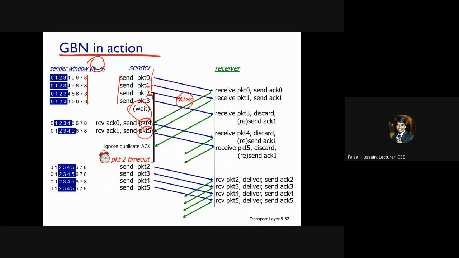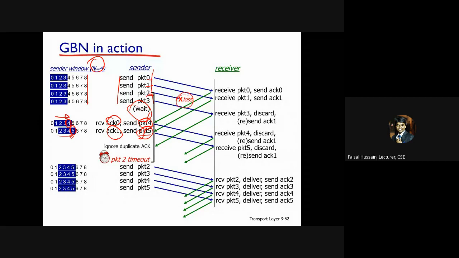Sorry, let me clarify again. It will receive acknowledgement 0 and acknowledgement 1. Whenever it receives acknowledgement 0 and acknowledgement 1, the sliding window moves to the right. Sliding window moves to the right. So for that, it can again send out number 4 and number 5. That's why packet number 4 and packet number 5 were sent out.